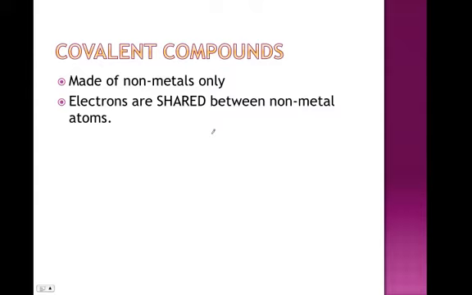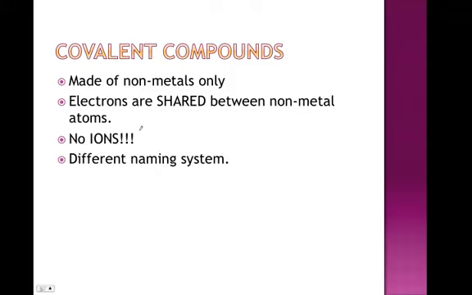Because of this, that means that we do not have any ions. So where we were naming the ions to name our ionic compounds, we can't name ions that don't exist in the covalent compounds. That means we have to use a different naming system. And in naming covalent compounds, we use Greek prefixes. The Greek prefixes are used to tell us what the subscripts are.